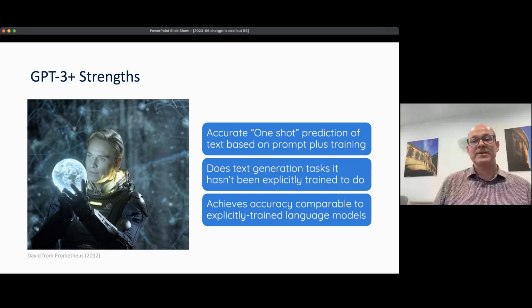They didn't work. So the third point was the results from these more general tasks were comparable in accuracy to explicitly trained language models. So they generalized, and they were just as good or close to it being as good as a model that we trained explicitly. So this got everybody very excited.